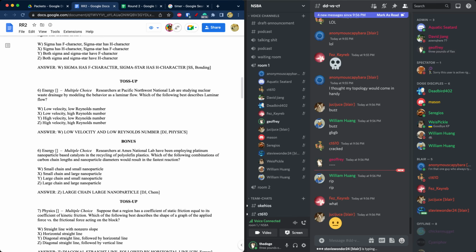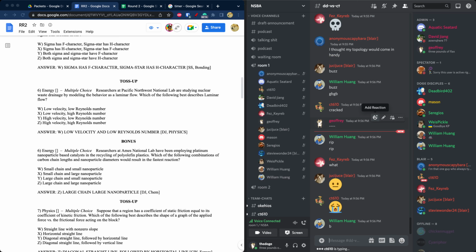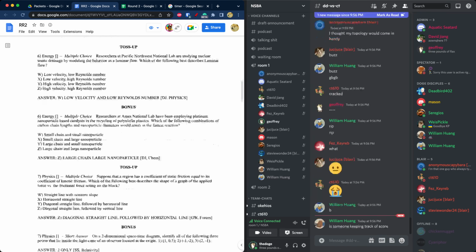Toss up energy, multiple choice. Researchers at Pacific Northwest National Lab are studying nuclear waste drainage by modeling the behavior as a laminar flow. Which of the following best describes laminar flow? W, low velocity, low Reynolds number. X, low velocity, high Reynolds number. Y, high velocity, low Reynolds number. Z, high velocity, high Reynolds number. Nay. W. That's correct.